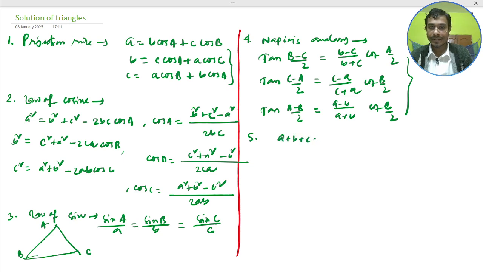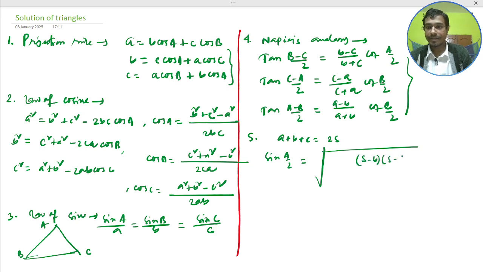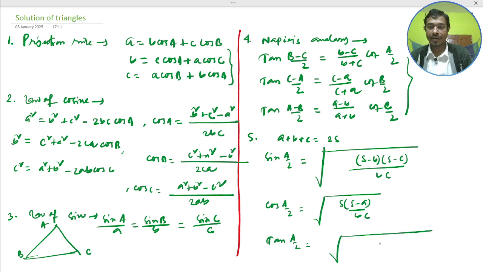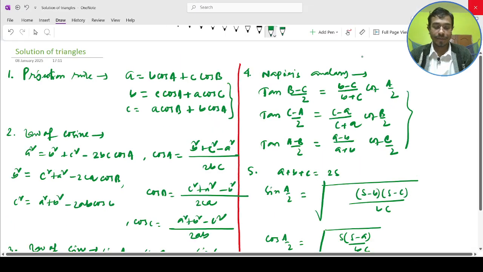And let a plus b plus c equal twice s. Next, sin A by 2 equals root over (s minus b) into (s minus c) divided by bc, and cos A by 2 equals root over s into (s minus a) divided by bc, and for tan A by 2, that is equal to root over (s minus b) into (s minus c) divided by s into (s minus a). Next, properties of triangle.